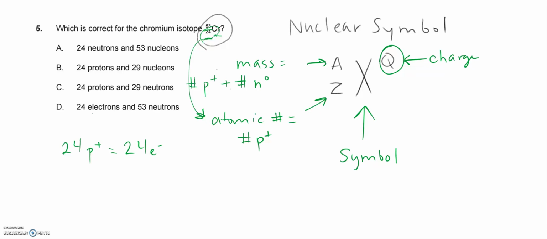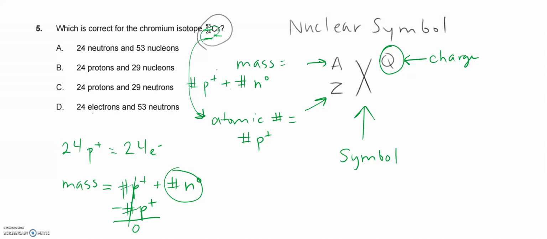And then we've got to figure out the neutrons. And the mass is the other number that's given to us. That is equal to the number of protons plus the number of neutrons. So if we want to figure out the number of neutrons only, what we have to do is subtract from both sides the number of protons. So on this side, that's 0, and now I've got mass minus the number of protons to give me the number of neutrons. So my mass is that top number, it is 53, and I'm going to subtract from that 24 to get my answer.